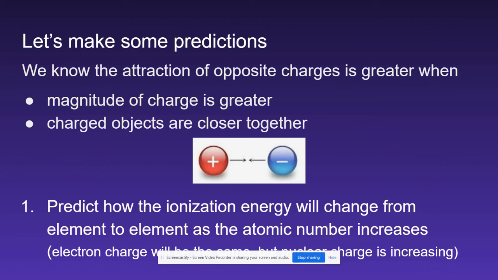So let's make some predictions. We know the attraction of opposite charges is greater when the magnitude of the charge is greater and when charged objects are closer together. So the bigger the charges, the stronger the attraction. The closer together they are, the stronger the attraction. So prediction 1, how will the ionization energy change from element to element as atomic number increases? So the charge of an electron is the same, but we're talking about a nucleus with a bigger and bigger charge. How will the attraction change? If the attraction gets stronger, we expect the ionization energy to become more.